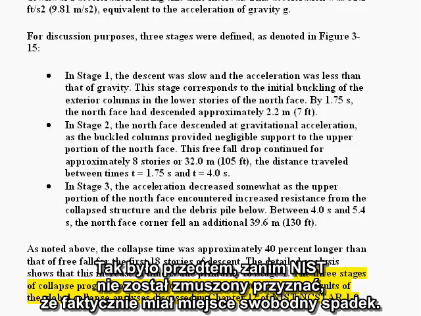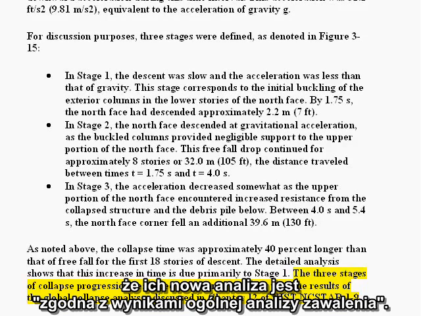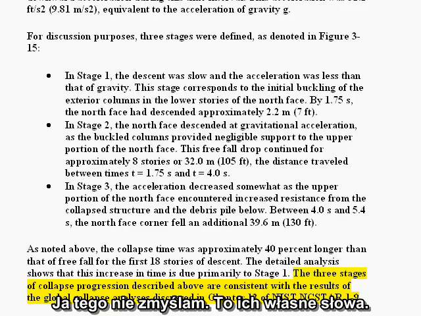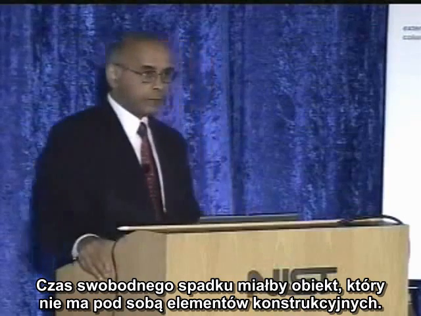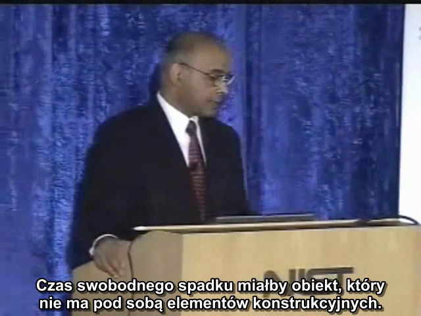That was before they were forced to acknowledge that freefall actually occurred. Once they acknowledged freefall, they claimed without elaboration that their new analysis was consistent with the results of the global collapse analysis. I'm not making this up. This is their own words. Free fall time would be an object that has no structural components below it.